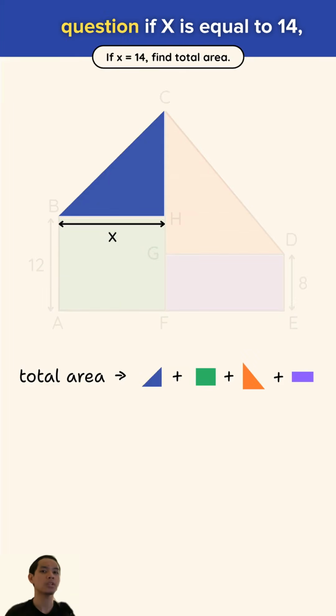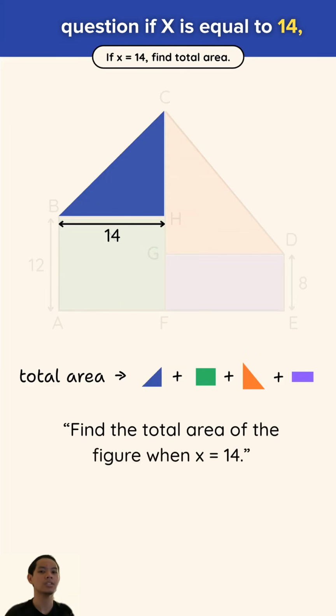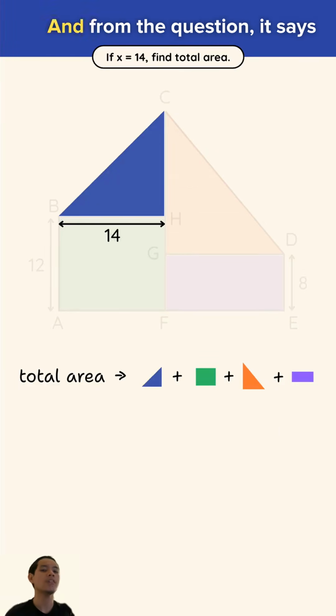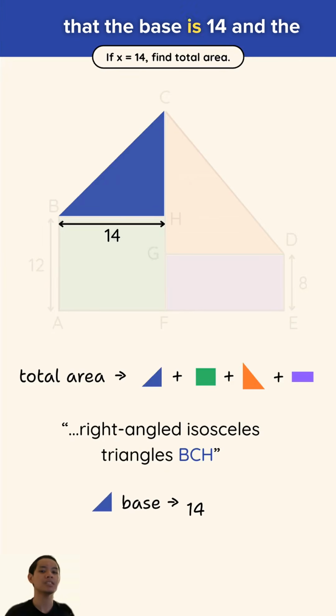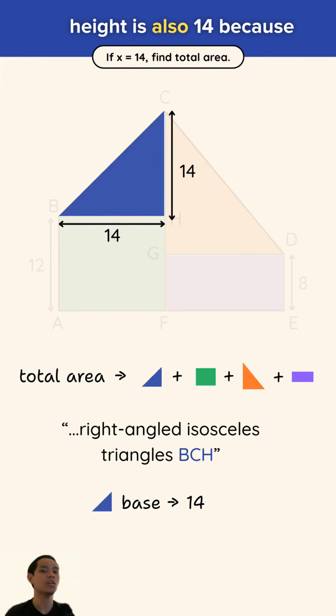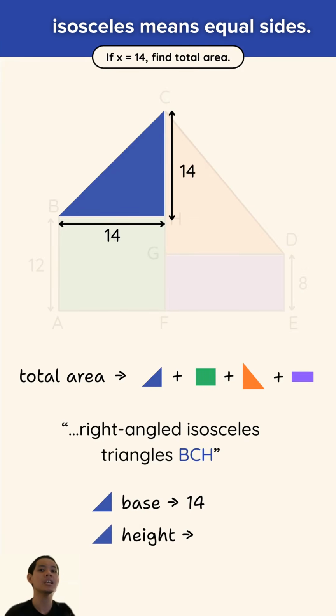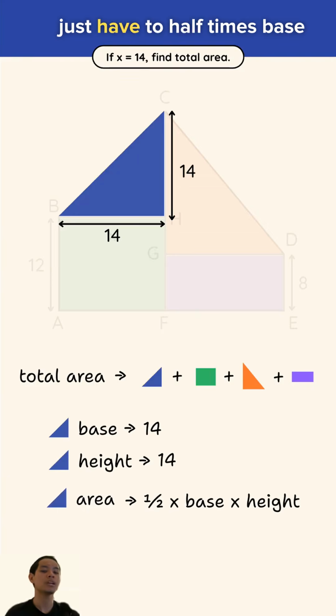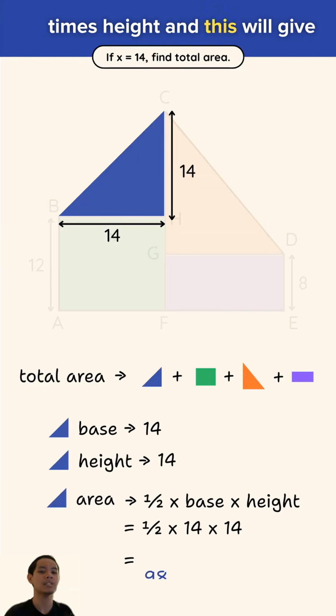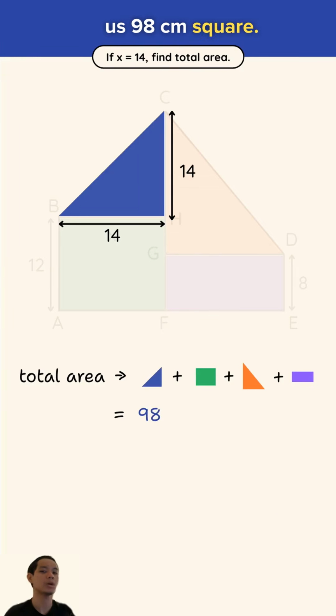Since we know from the question if x is equal to 14, then that means one side of this triangle is 14. And from the question, it says the right angle isosceles triangle is BCH, which means that the base is 14 and the height is also 14 because isosceles means equal sides. Therefore, to get the area, we just have to half times base times height, and this will give us 98 centimeters square. So now we know the blue triangle area.